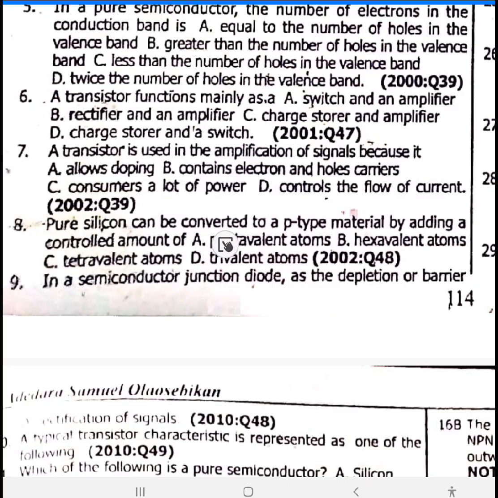Pure silicon can be converted to p-type material by adding a controlled amount of impurity. This process is called doping, right? In doping, a pure semiconductor is made impure by adding a doping material.